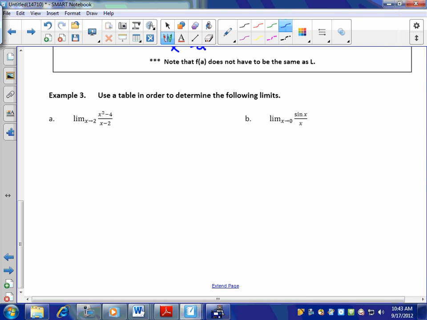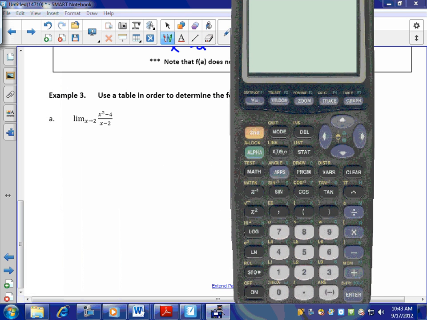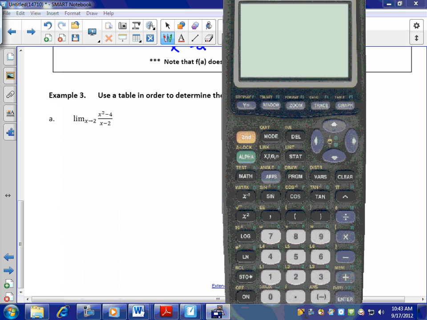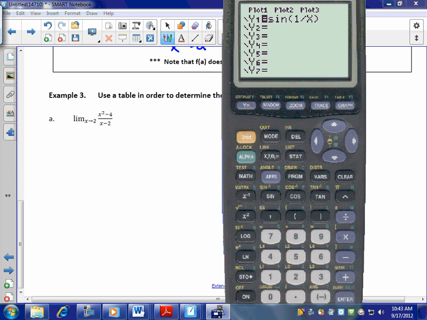Okay, you guys have been asked to identify limits by looking at the graph. What if we were asked to identify limits by looking at a table? Well, we could actually form a table by hand, or you could use your graphing calculator. So in this piece, if we go into y equals, it says it wants to evaluate the limit as x approaches 2 of x squared minus 4 over x minus 2.